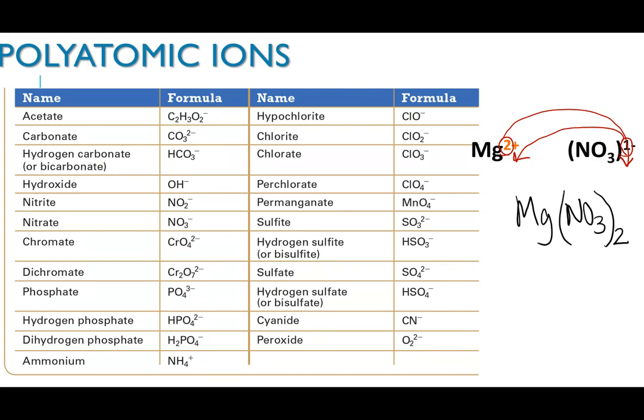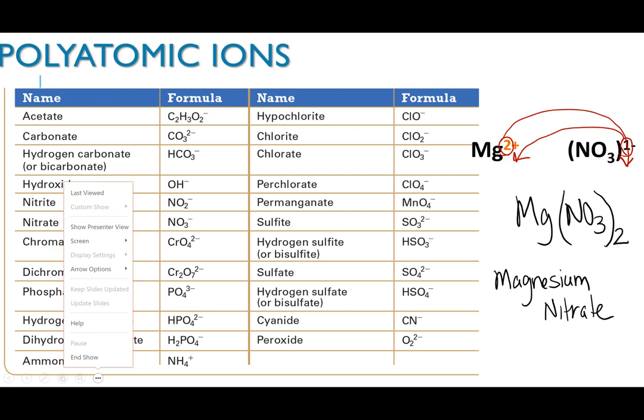Naming polyatomic ions is really, really easy. To name compounds with polyatomic ions, we're still going to write the name of the metal. So we're going to write magnesium. And when we write the polyatomic ion, we don't do a thing to it. We just simply write down the name. So NO3, I come over here to my chart, that's nitrate. And I'm going to write it down here just because I ran out of room, but nitrate. Okay. So the name of this compound is magnesium nitrate. Okay.